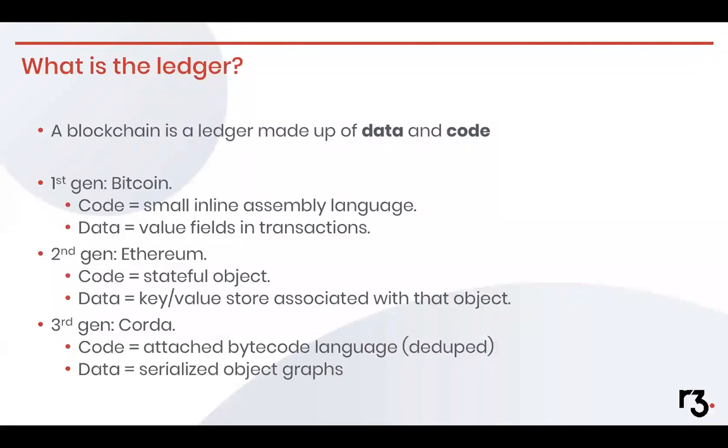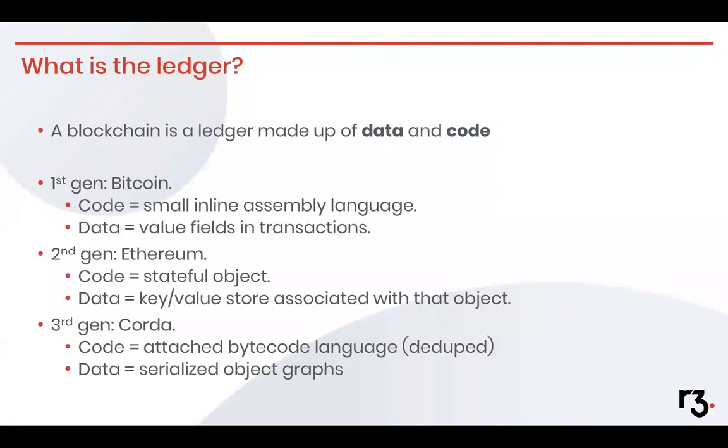What they call a smart contract is a stateful object, which has a key-value store associated with it. So code and data are tightly bound together in the way that you would expect in object-oriented programming. Well, close to what you would expect. And then, I don't know if the Ethereum guys would agree with this, but hey, I wrote these slides, so I can call Corda third-gen system.